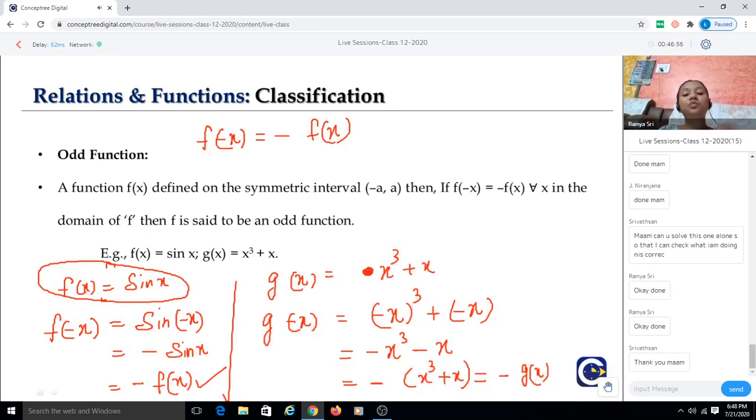Sometimes you might have a case where it will not be equal to f of x or else minus f of x, which means you will have a neither even nor odd condition, right? So we can say that a function can be an even function, odd function, or neither even nor odd function. These are our three typical conditions with respect to even and odd functions.